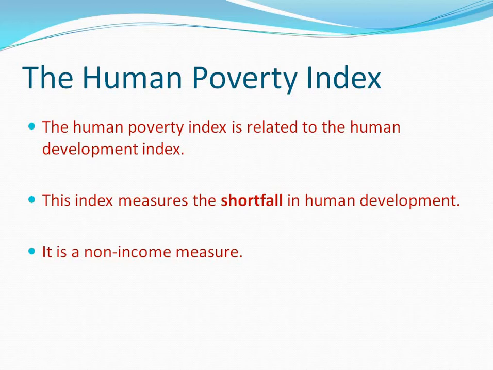index is the Human Poverty Index. It is different from the Human Development Index, but it is related. In the Human Development Index, we measure the attainment, what we have. In the Human Poverty Index, this index measures the shortfall in human development, what we don't have, where we are lagging behind. It is a non-income measure. Clear now? Okay.